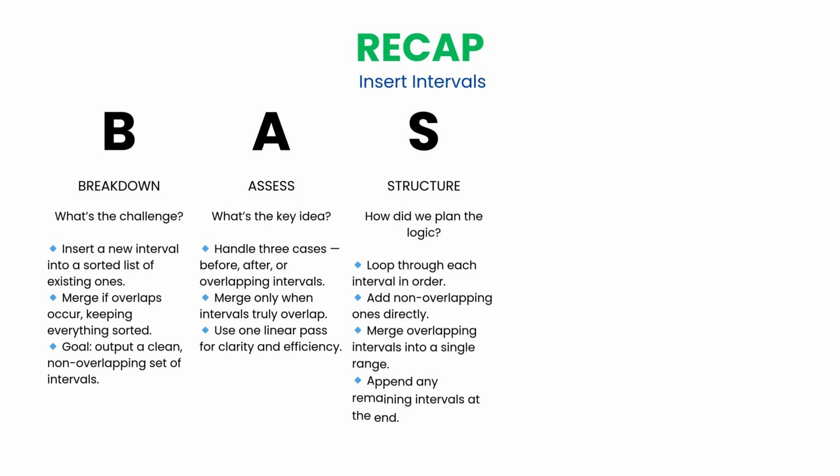Here's the plan. Loop through the intervals one by one. If the current interval ends before the new one starts, just add it to the result. If the current one starts after the new ends, add the new interval, then the rest, and you're done. If there's overlap, merge by taking the min start and max end, and keep going. After the loop, add the final merged interval if it hasn't been added yet.